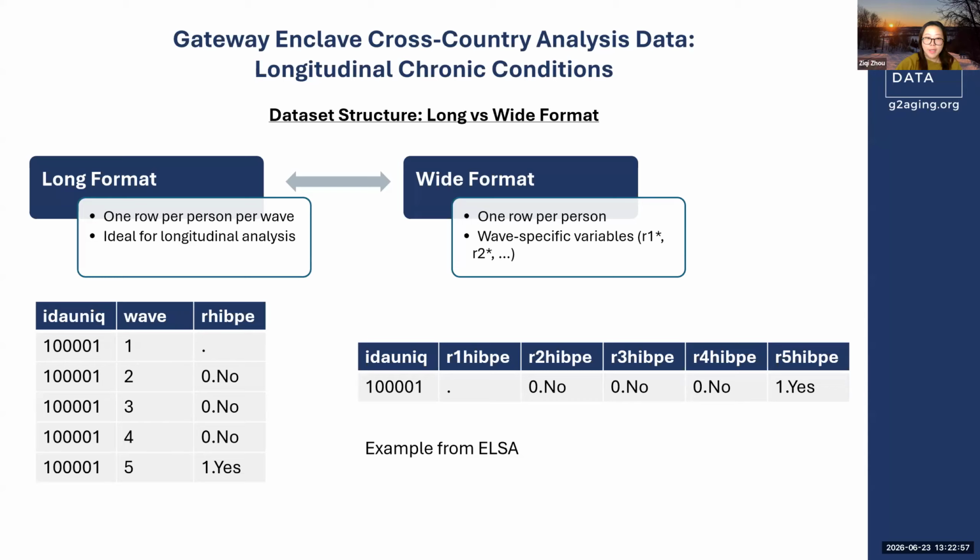On the right is a wide format, where each respondent appears only once. Instead of multiple rows, each wave-specific measure is stored in a separate variable, such as R plus wave number plus variable name, and so on. This format is often convenient for descriptive analysis, creating summary measures, or when researchers prefer to have all information for an individual contained within a single record. By providing one long format file and one wide format file for each study, the dataset supports a variety of analytical approaches and accommodates different researchers' preferences.